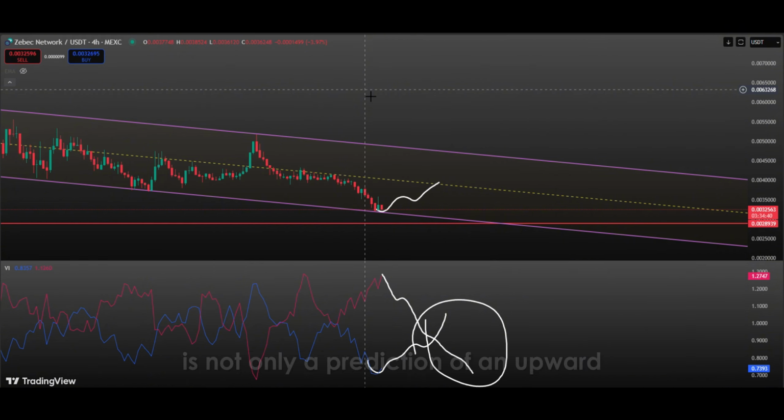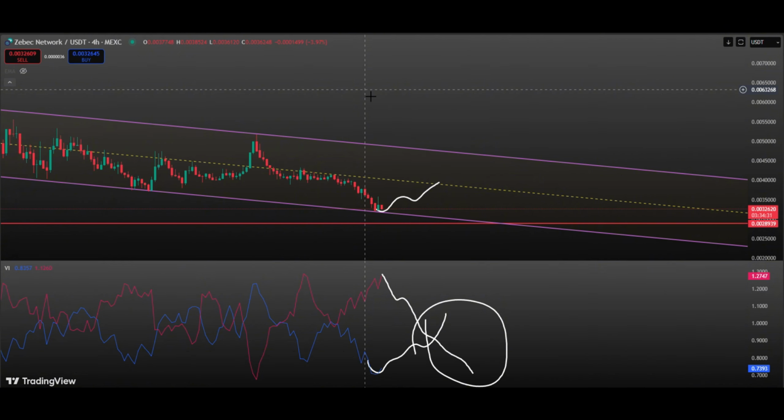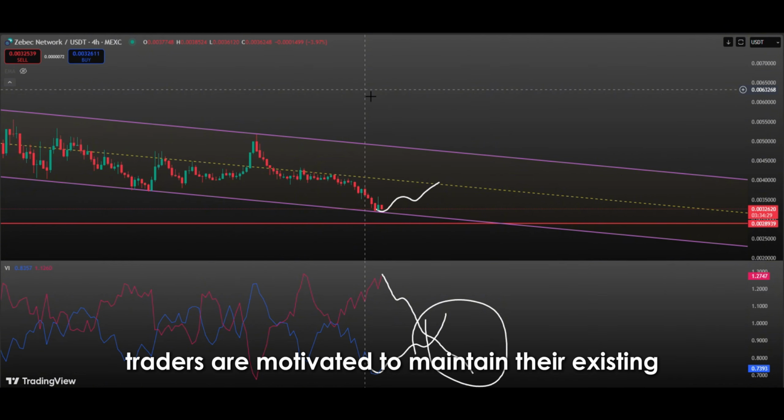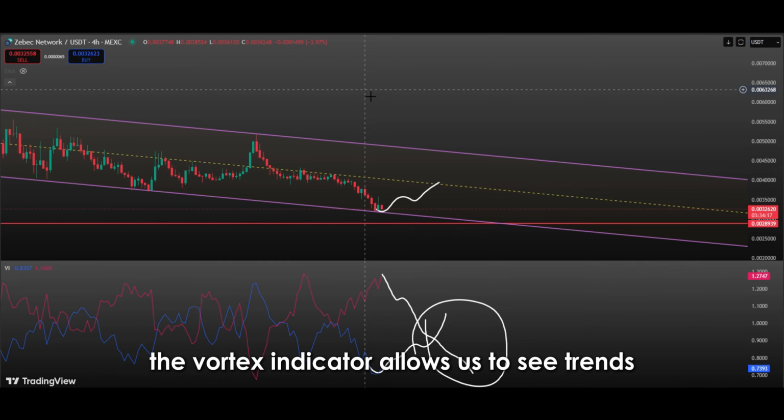This bullish signal is not only a prediction of an upward price movement on the chart, but also a sign of increased buying appetite and reduced selling by market participants. In such a situation, traders are motivated to maintain their existing positions or make new purchases. The upward trend of the blue line is also a reflection of the positive strengthening of the market momentum. The vortex indicator allows us to see trends.